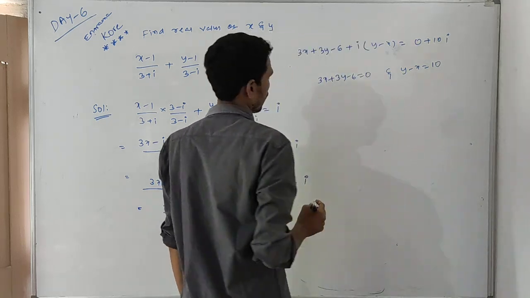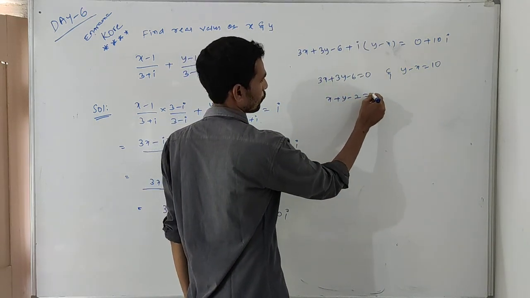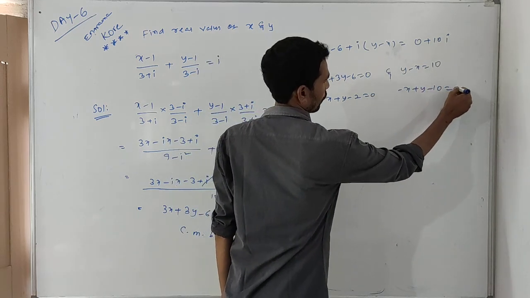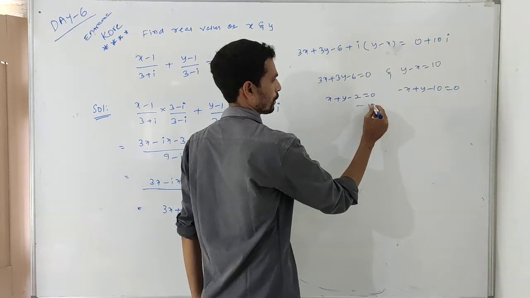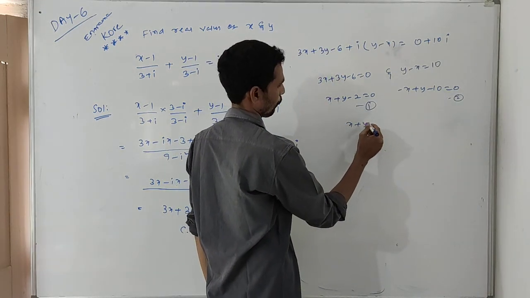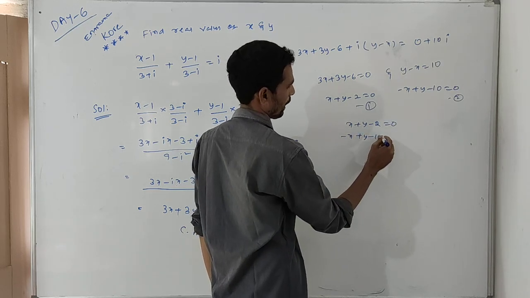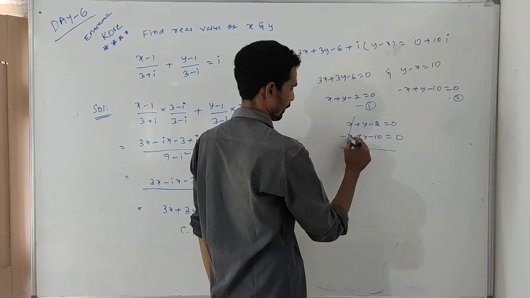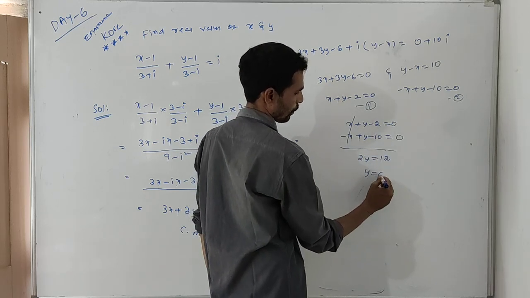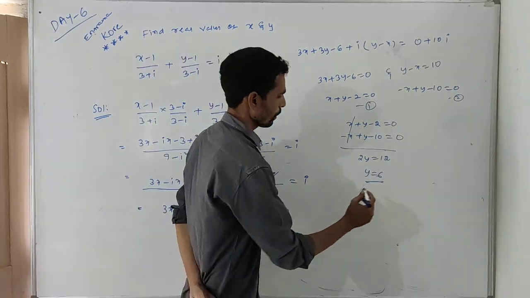Now here 3 is common. What will we get here? x plus y minus 2 is equal to 0. Here minus x plus y minus 10 is equal to 0. Solve. This one is the first one, this one is the second one. Solve first and second. x plus y minus 2 is equal to 0, minus x plus y minus 10 is equal to 0. It cancels. 2y is equal to 12. y is equal to 6. Substitute y is equal to 6 in equation number 1. Put in 1.